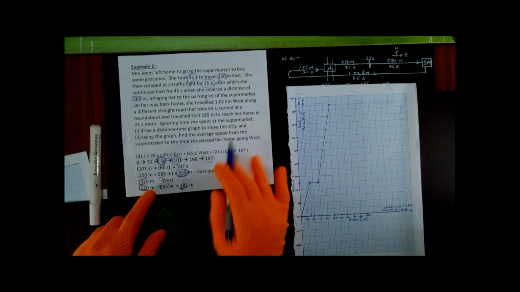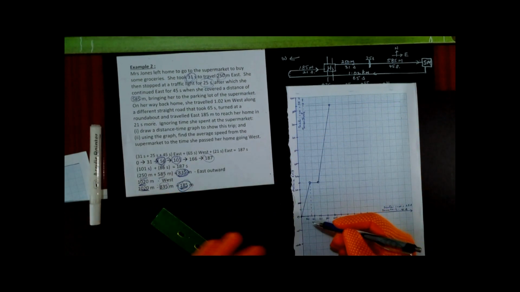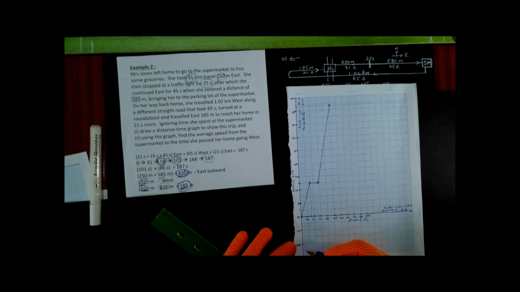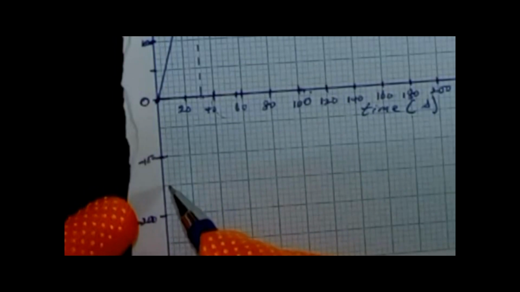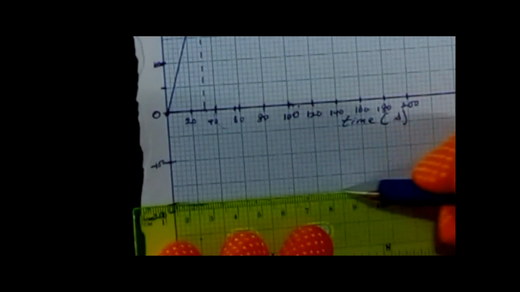1020 minus the 835 that she went out that way, so 185. So she passed her home by 185 meters. So that's 100, 10, 20, 30, 40, 50, 60, 70, 80, and halfway between there, 185. So in case we lose our way, let us draw a light line here to keep us on track. That's how far she went.